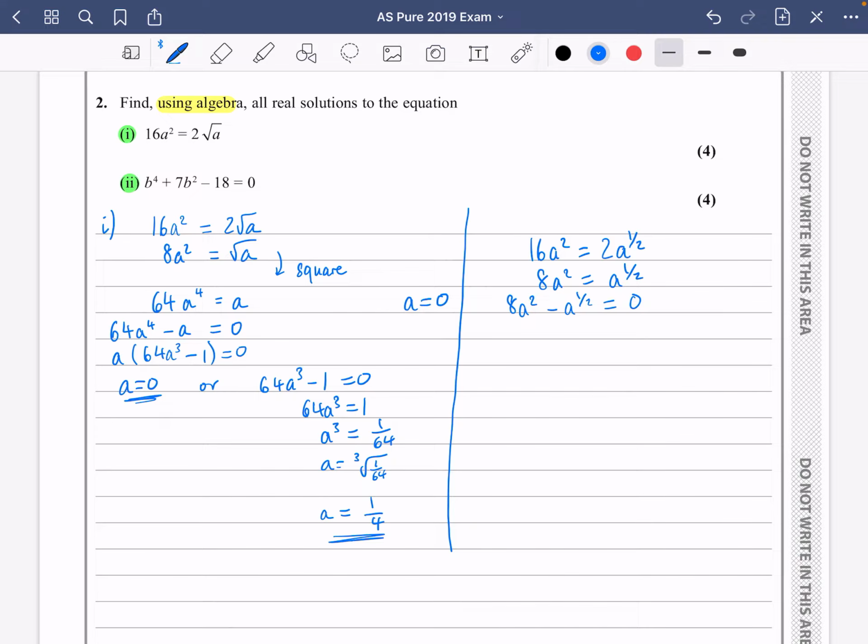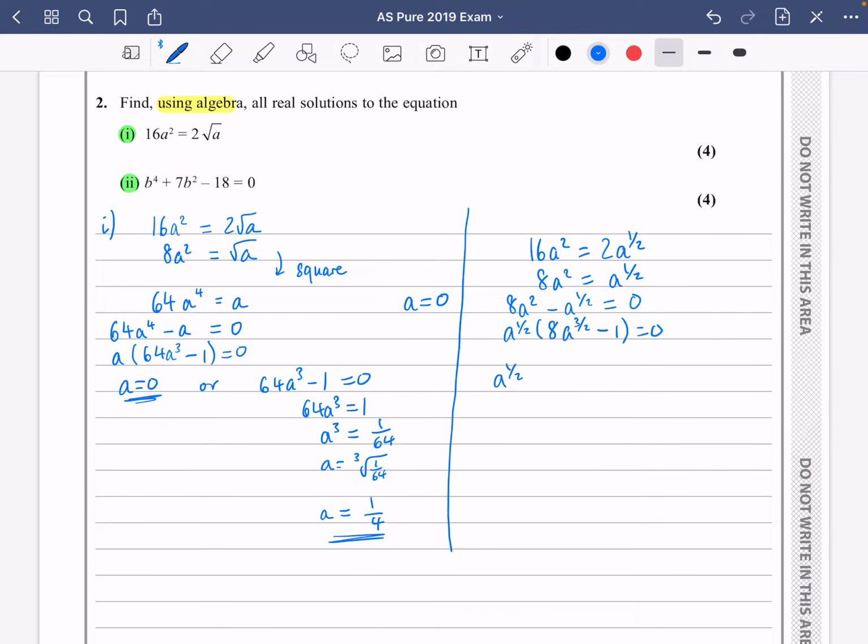And then you could factorize, so you could take out a factor of a to the half, which would leave me with 8. Now, careful here, because you need to think, what power do you multiply a to the half by to get a squared? So it's actually 2 minus a half, which is 3 over 2. If you think about what would happen when you multiply these parts together, you would have a half plus 3 over 2, which is the squared part that you would have here. And that would be minus 1 equals 0.